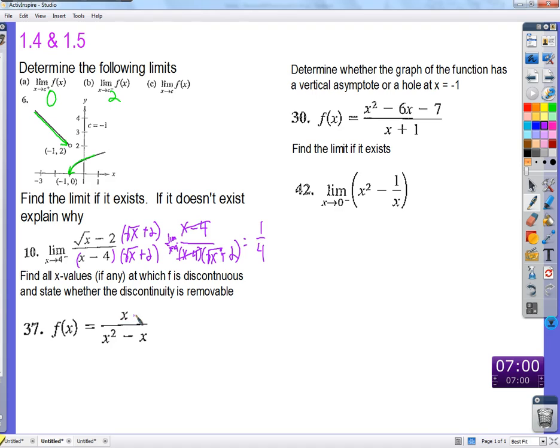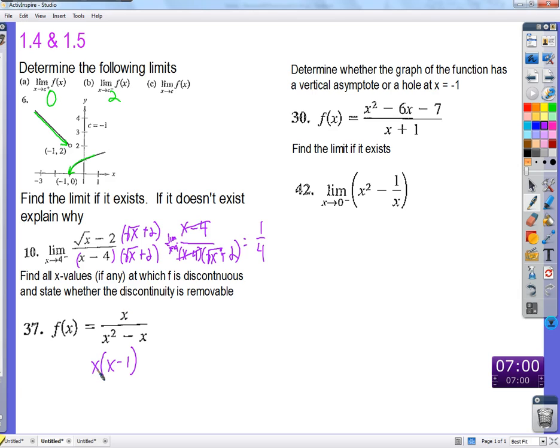Can we factor these? Yeah. Not this one. No. We can factor this one. As? X. Okay, so for instance, if you put zero in, you're going to get a zero in the denominator, because zero times whatever doesn't matter is zero, and zero is just zero. So we're going to have 0 over 0. So that's going to be what? A vertical asymptote or a hole? A hole. Yeah. Okay. Well, that also looks like these are common factors, right?